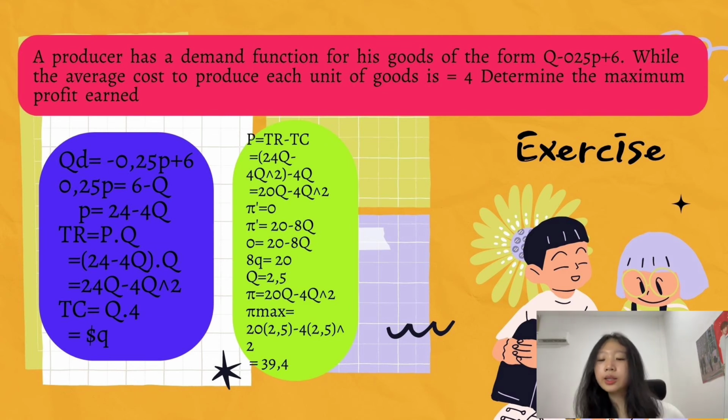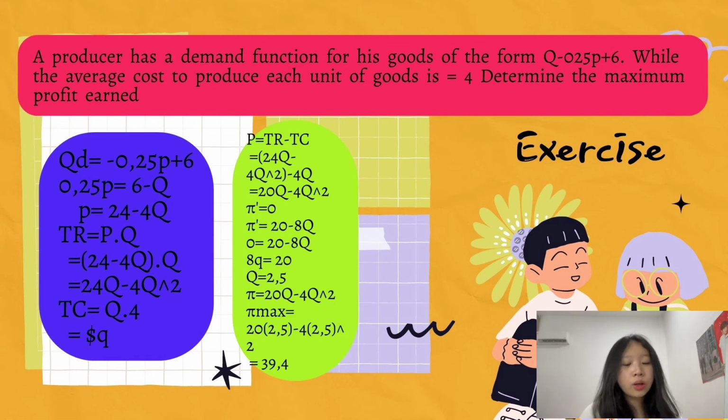it already says the function of quantity demand. It was minus 0.25p plus 6, which we have to find P equals. So 0.25P equals 6 minus Q, where the P remains 24 minus 4Q.